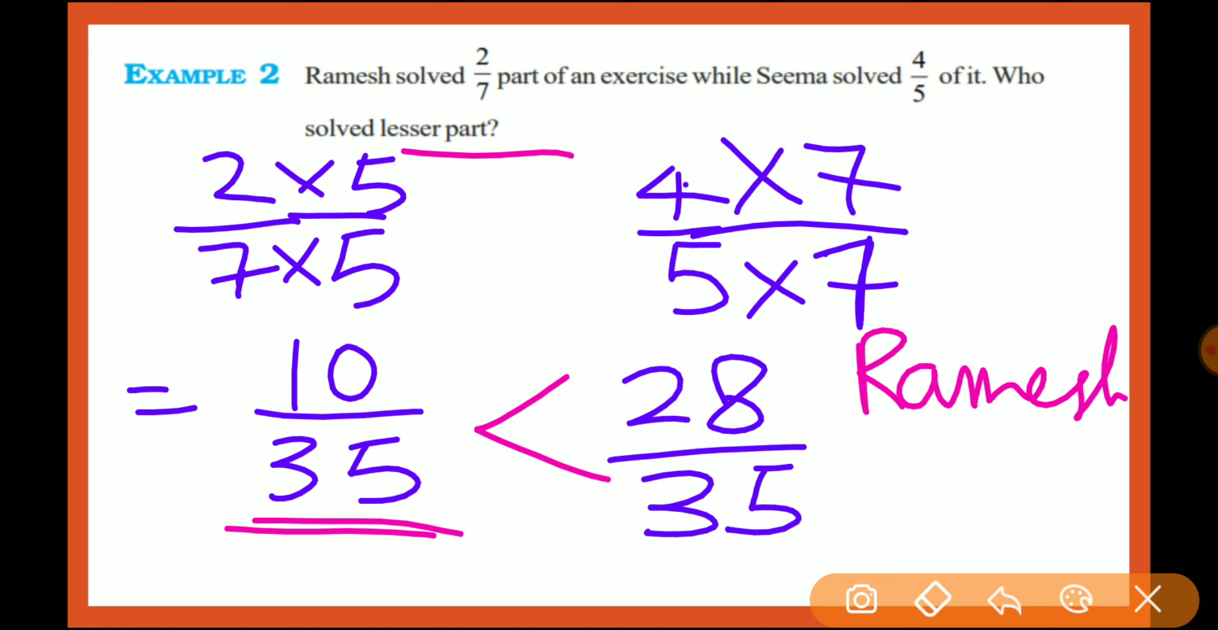Clear how to solve fractions, word problems about fractions. Okay, how to add fractions, how to compare fractions, and how to subtract fractions. Okay, so after this we will move to multiplication, but before that let's solve the exercise of our NCERT book.